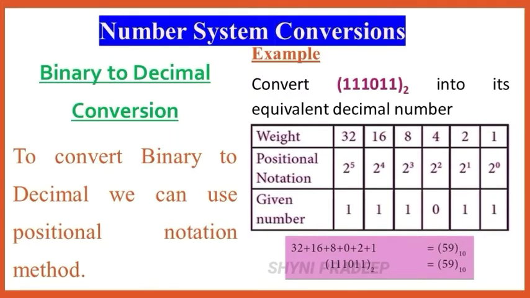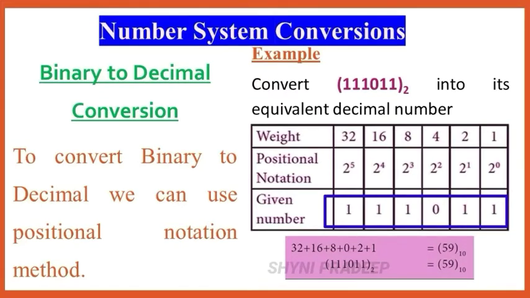See one example. Convert 111011 base 2 into its equivalent decimal number. So write the weights 1, 2, 4, 8, 16, 32, which means write the weights from left to right, and write the positional notation also, which means 1 means 2 power 0, 2 means 2 power 1, 4 means 2 power 2, 8 means 2 power 3, 16 means 2 power 4, 32 means 2 power 5, and write that given binary number.